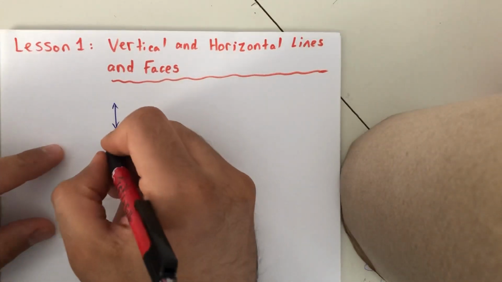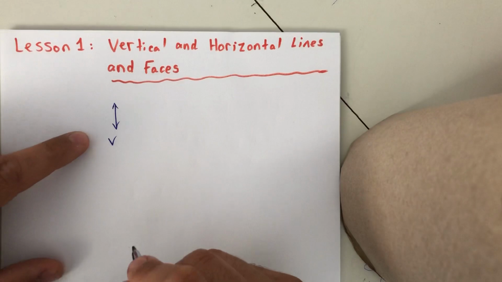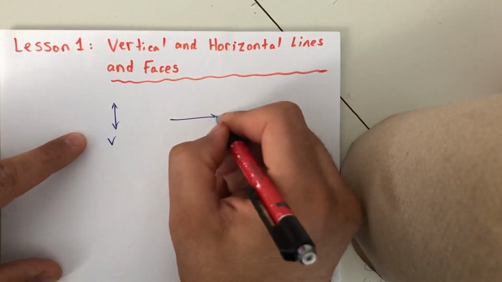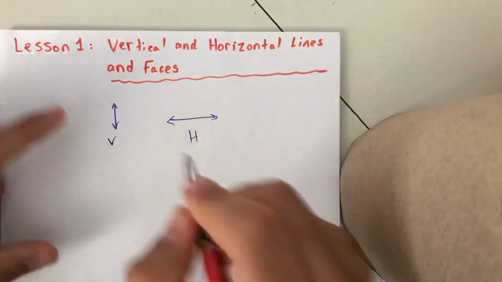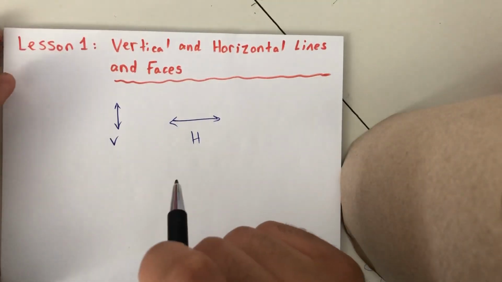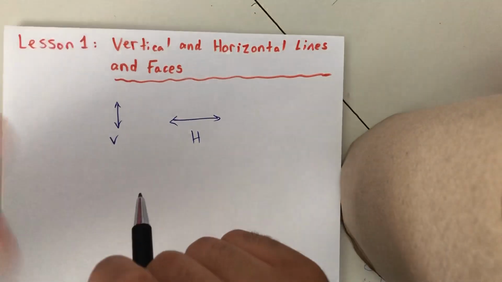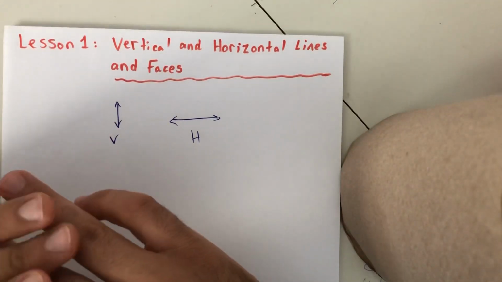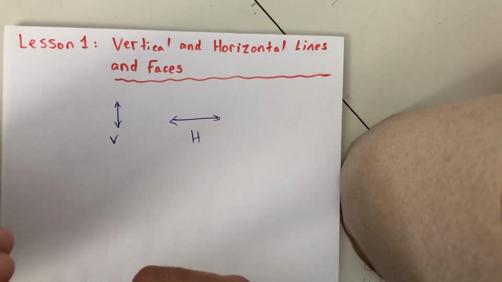A horizontal line, so I'll just write V for vertical. A horizontal line is a line that goes from left to right or from right to left. Now, for you to remember the difference between the two, just think about the horizon. When you think about the horizon, you're thinking about a flat land.